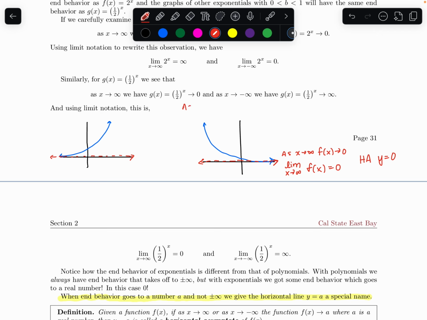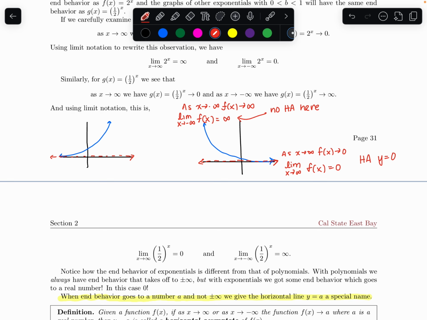So like we see on this one, as x goes to negative infinity, our f of x is going to positive infinity, right? So the limit as x goes to negative infinity of f of x equals infinity. This example would say no horizontal asymptote here, right? Because it's going to infinity, whereas the other one is going towards a specific value.